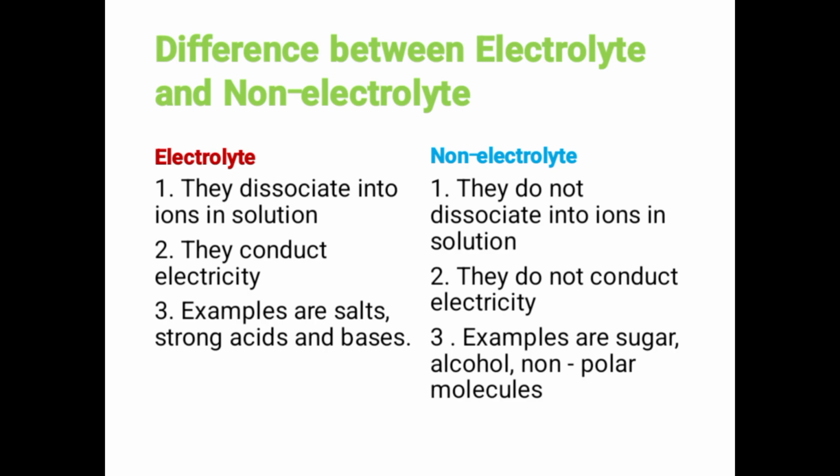Examples of electrolytes include strong acids and bases. Examples of non-electrolytes include non-polar molecules and alcohol. Of course, in a typical electrolyte, you usually have mainly ionic bonds, and for non-electrolytes, usually a covalent bond exists in them.